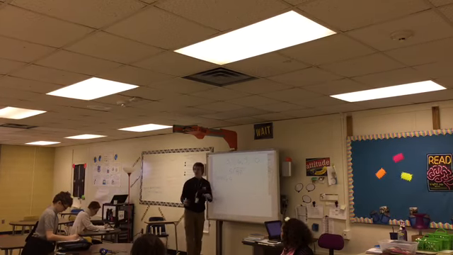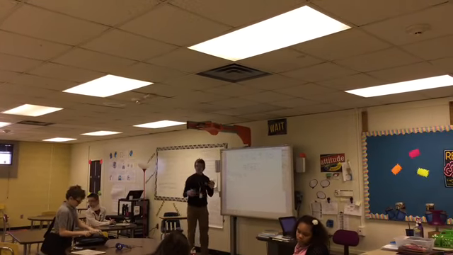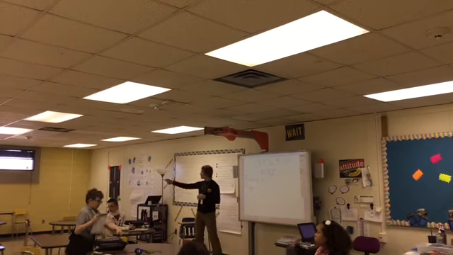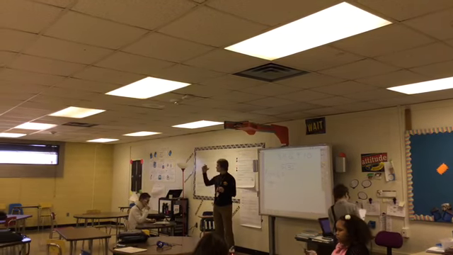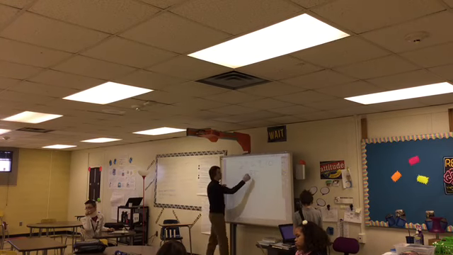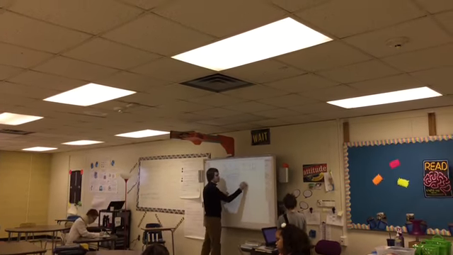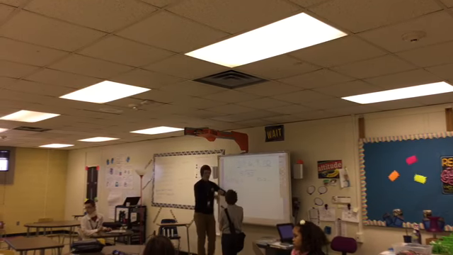Now, what's the range? Going back to two days ago. Donald? 7. And how did you get that? I subtracted the smallest number from the biggest. Good. My smallest number was 3, and my biggest number is 10. So 10 minus 3 equals 7. Very good.